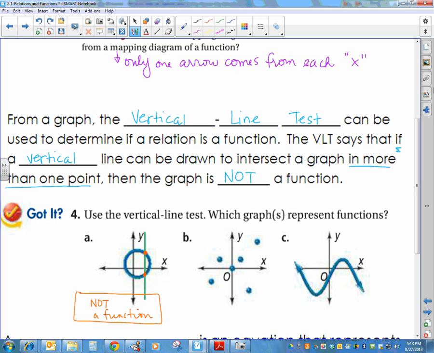And I'm going to take my little line and keep going across. All right, as I go across, I've only hit one. Do I ever hit two at the same time? I do not. So in this case, yes, it is a function.